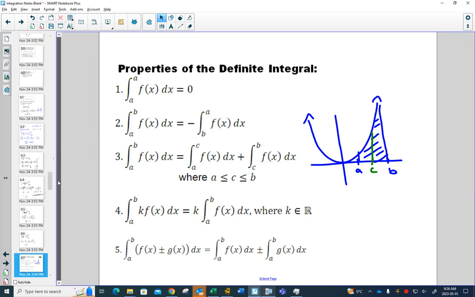And just like properties of indefinite integrals, if you have some constant, you can pull that constant out in front. It's the same as if it was inside or if it was outside, and the same thing with indefinite integrals. If you're adding or subtracting inside, you could do the integrals separate. The same thing happens with definite integrals.